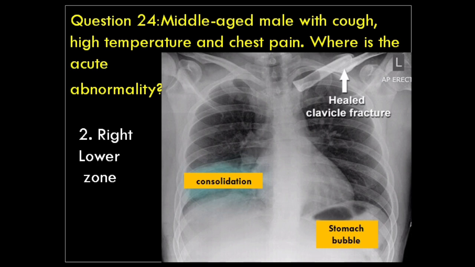The correct answer is right lower zone. There is consolidation of the right lower zone. This could be in the right middle or lower lobes, but this will not change management in this patient with pneumonia. Gas under the diaphragm is in the stomach and there is no history of an acute abdomen to suggest perforation. Note there is a healed fracture of the left clavicle, not an acute abnormality.